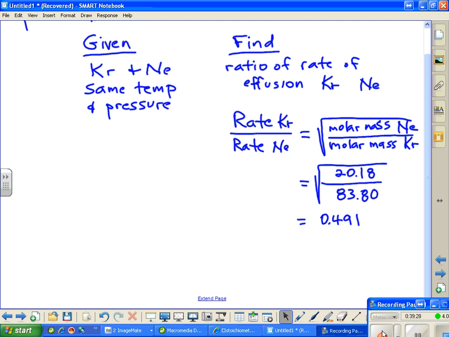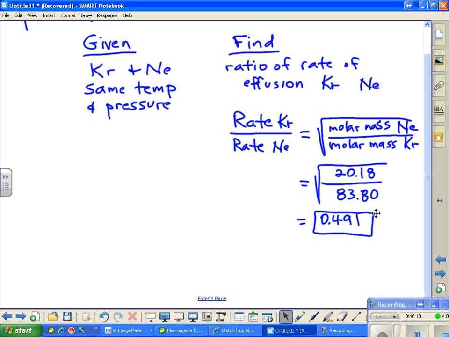So, all right, when we run the calculator and do the magic that the calculator does for us, we find out after we divide 83.80 into 20.18 and square root, we get the relative rate of effusion as 0.491. Now, the ratio of the rate of effusion of krypton to neon required us to have krypton on the top. So this is the rate of krypton to the rate of neon being compared. And when you do it that way, you're going to find a 0.491. And does that make sense in terms of their molar mass? You bet it does.